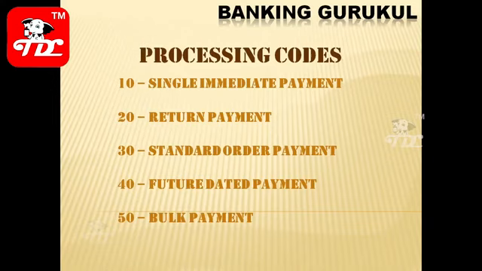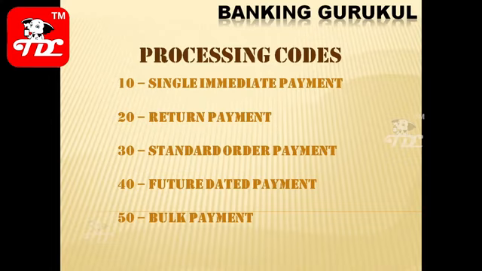So we have already discussed SIP, SOAP, future dated payment, these things. How to identify whether a transaction is a SIP or SOAP or future dated payment? If your process code is 10, then it is a single immediate payment. If it is 20, it is a return payment. If it is 30, it is a standard order payment. If it is 40, it is a future dated payment. If it is 50, bulk payment.